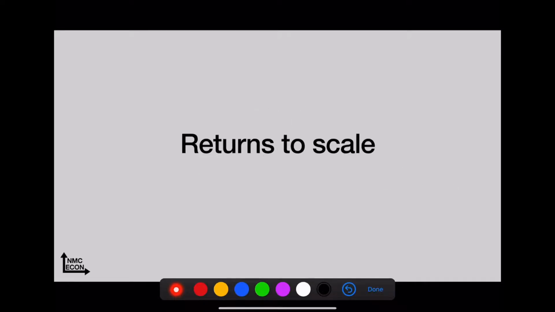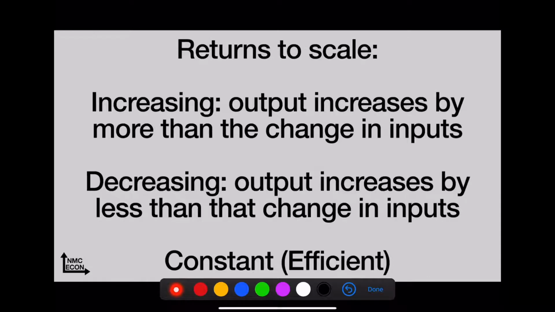Returns to scale. Increasing returns to scale means that output increases by more than the change in inputs. So if you increase inputs by 10% and you get 20% more output, that's increasing returns to scale. Decreasing returns to scale means that output increases by less than the change in inputs. So you put 10% more inputs in and you only get 5% more output. A constant or efficient returns to scale would mean those percentage changes are the same.